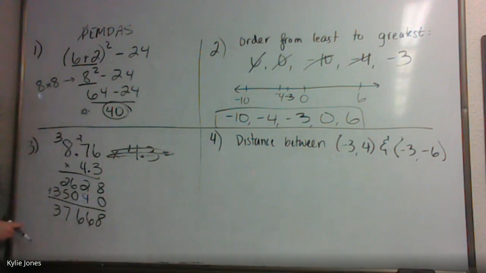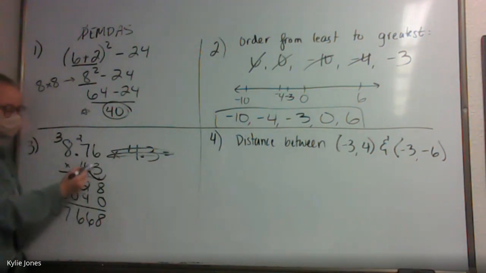So I got 37,668. No, I did my math all wrong. No? What's wrong with what the answer I just did? Good. So to do the decimal, we have 1, 2.